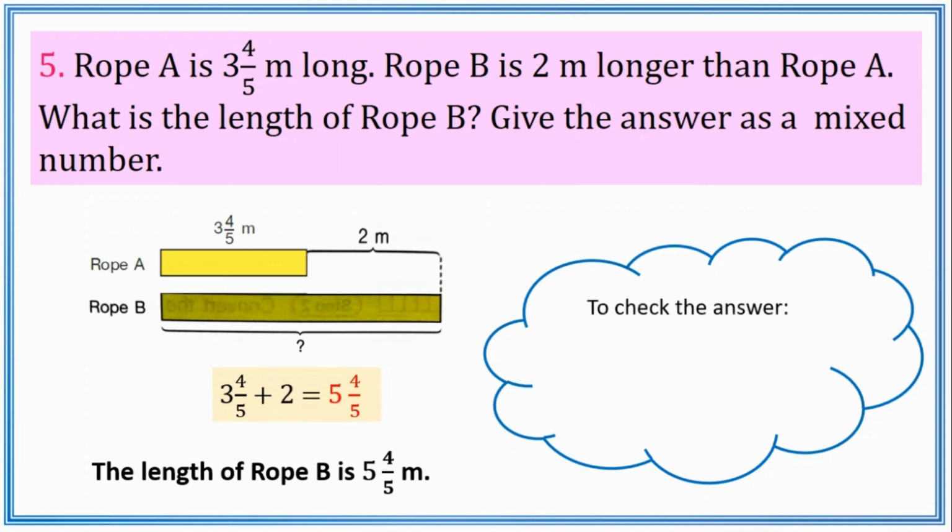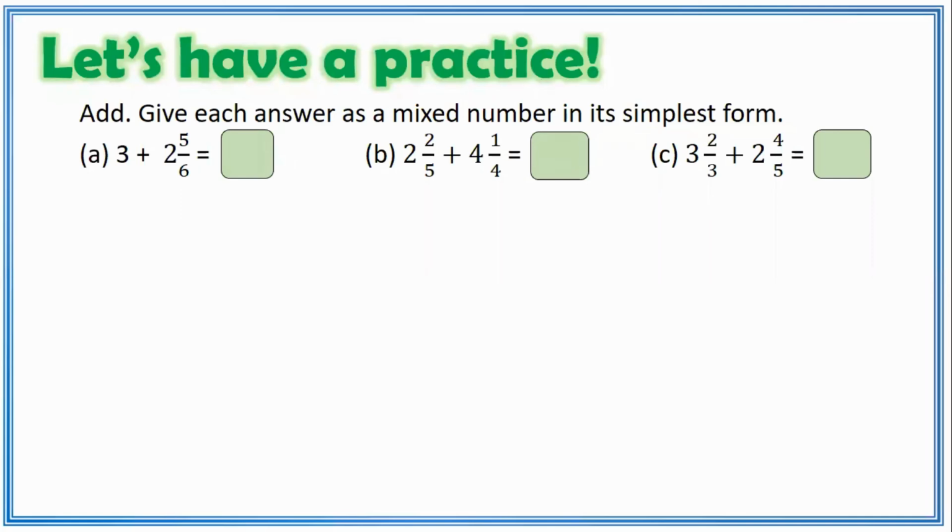To check the answer, 3 plus 2 is 5. So 5 and 4 out of 5 meters is a reasonable answer as it is close to 5 meters. Now that you have understood our lesson, let us now have a practice.